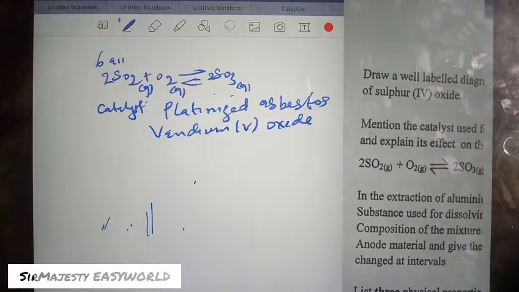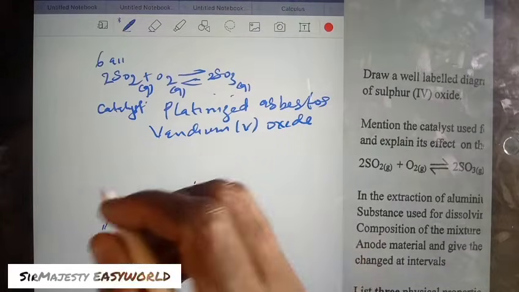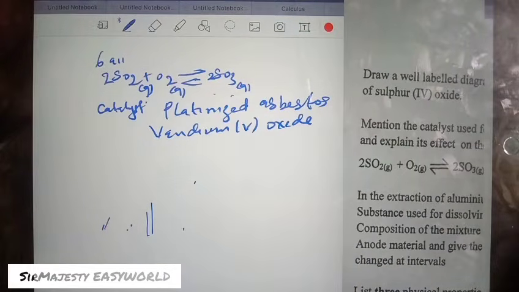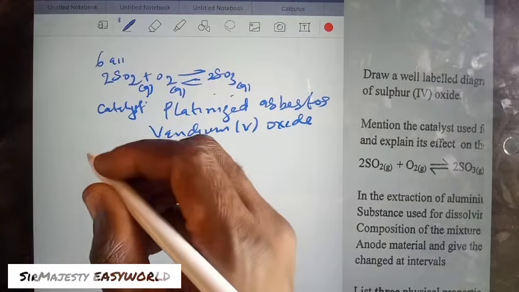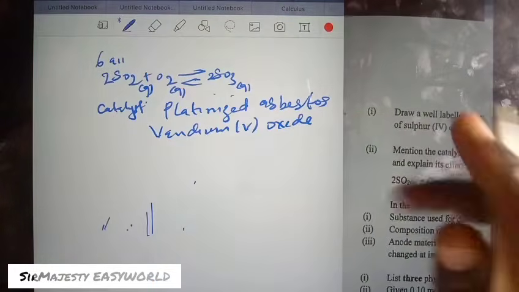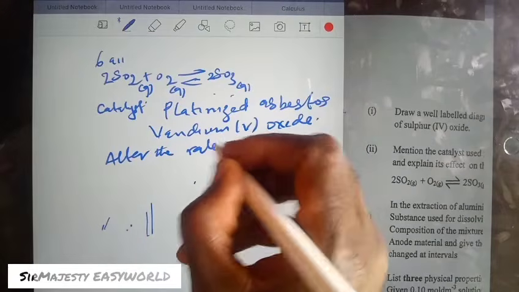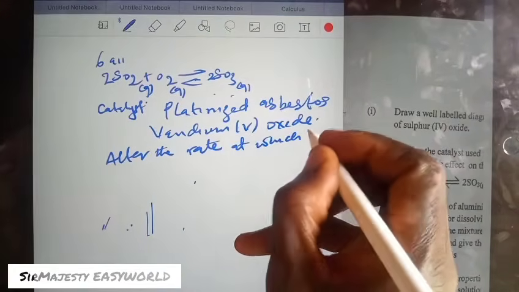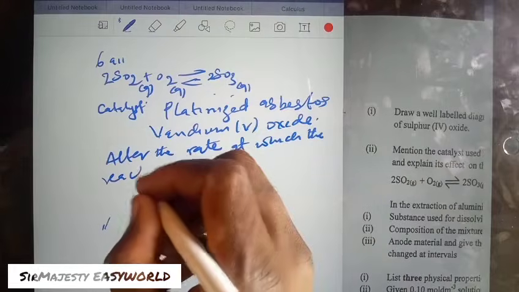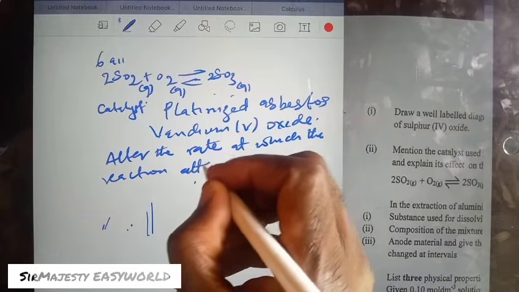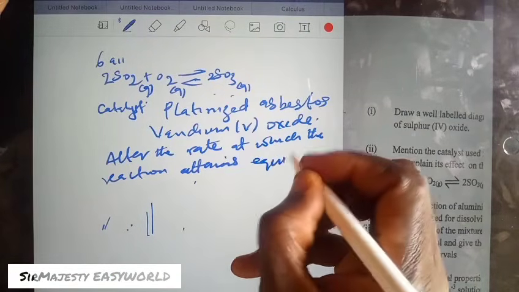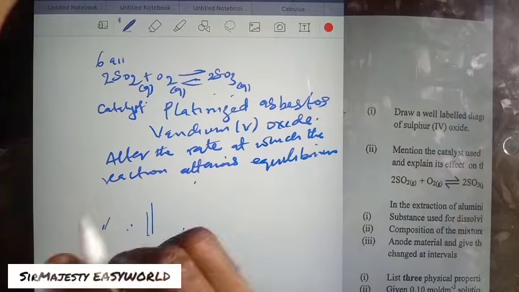So remember, catalyst has no effect on the equilibrium position. Rather, what it does is it alters the rate at which the reaction attains equilibrium. Simple. That's the answer. So the other one, which says the function, the oxide does what? Alters the rate at which the reaction attains equilibrium. Or you just say it alters the rate of both reactions.